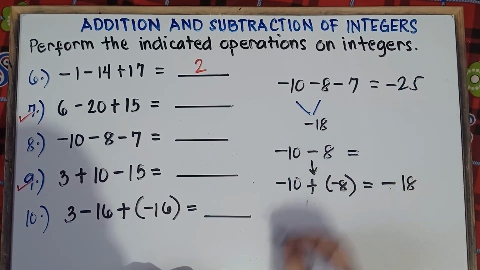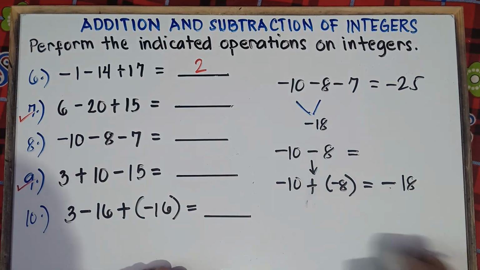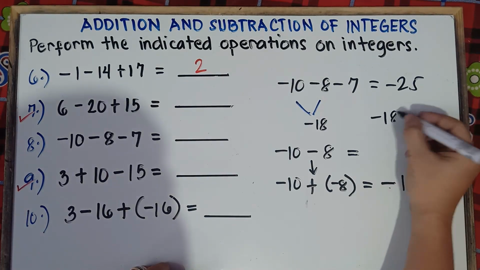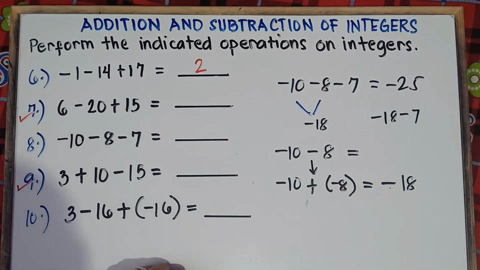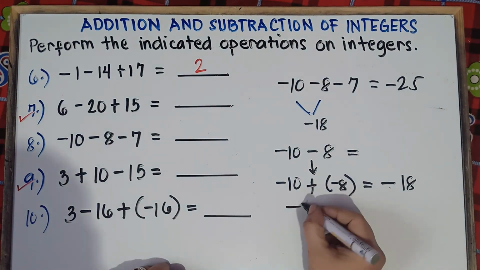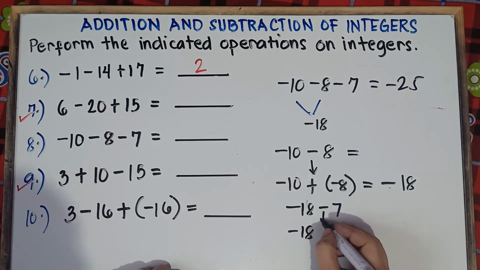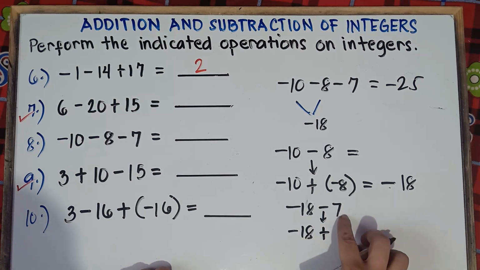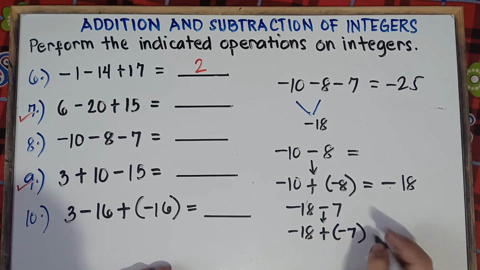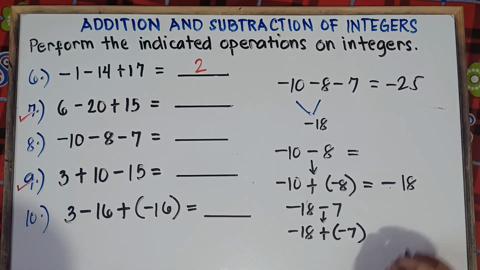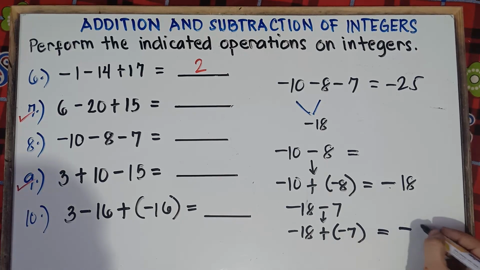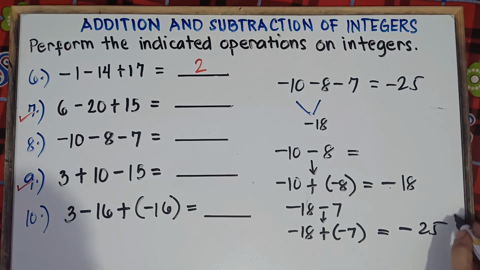So this is negative 18 minus 7. Let me just write it here. Negative 18 minus 7. So copy negative 18, this minus sign becomes a plus sign. And then this 7 becomes negative 7. Change the sign to its opposite. So this will be negative 18 plus negative 7. If they have the same sign, simply copy the sign and then add the numbers. 18 plus 7, that would be 25. So the answer is negative 25.